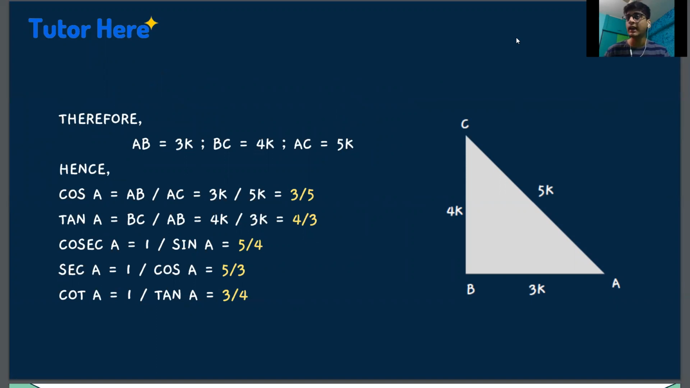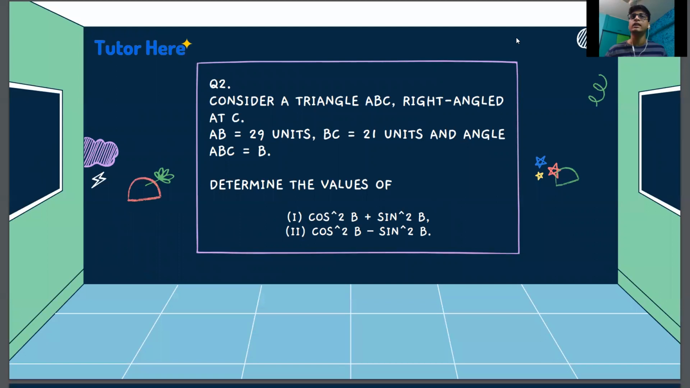Now that we have all the three sides, it's easy to find out all the remaining trigonometric ratios. Hence, cos A is AB by AC, which is 3K by 5K, which is 3 by 5. Tan A is BC by AB, which is 4K by 3K, which is 4 by 3. Cosec A is 1 by sin A, which is 5 by 4. Sec A is 1 by cos A, which is 5 by 3. And cot A is 1 by tan A, which is 3 by 4. So this is how you use ratios in a question. It's easy, isn't it? Let's look at another question.